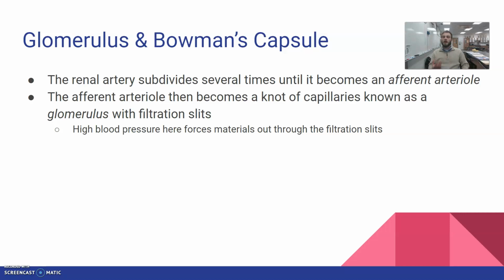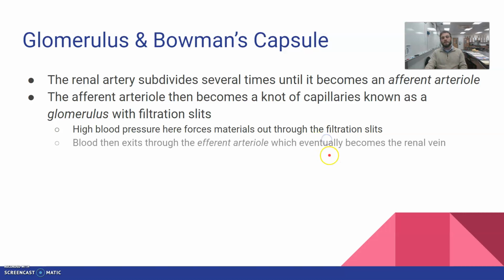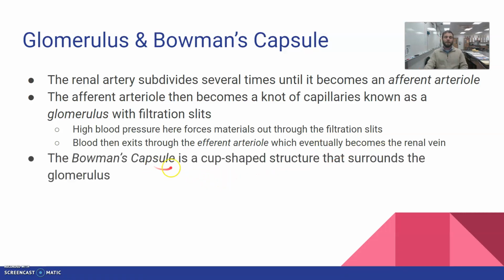Think, you still have a quarter of your blood every minute still going through, but you have a much smaller canal that it's able to run through, and so that's going to increase the pressure that you have here, and that's going to force some materials out. Blood will then exit through the efferent arteriole, which can eventually become the renal vein as it exits the kidney.